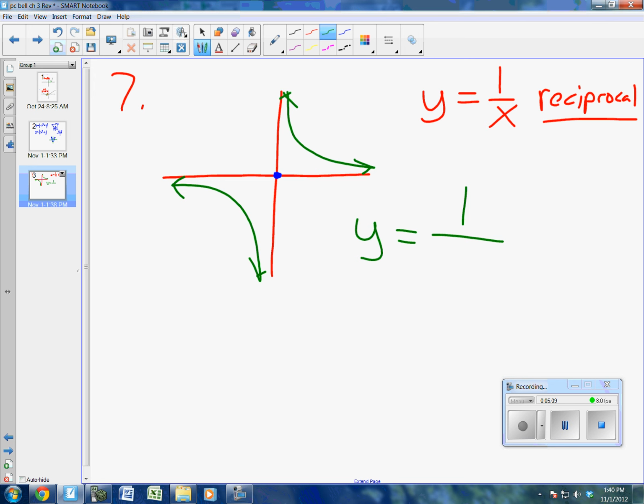To move left, we replace x with x plus 4. So the x that was on the bottom now is x plus 4. To get it to move down 1, what do we do? We minus 1 from the whole function. Make sure you don't put the minus 1 in the denominator. Do you understand that? Does that help out? Okay, so that's how it goes down.